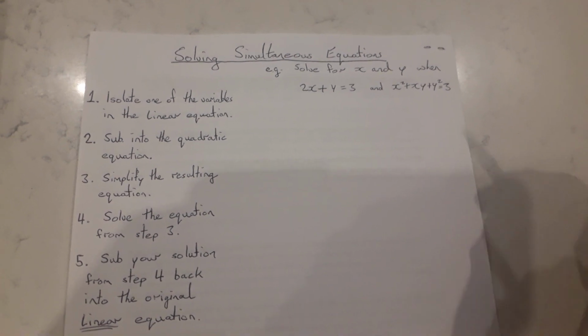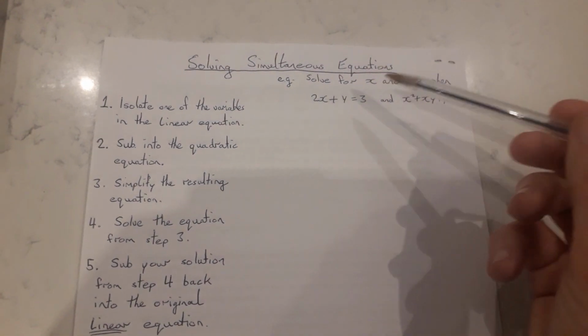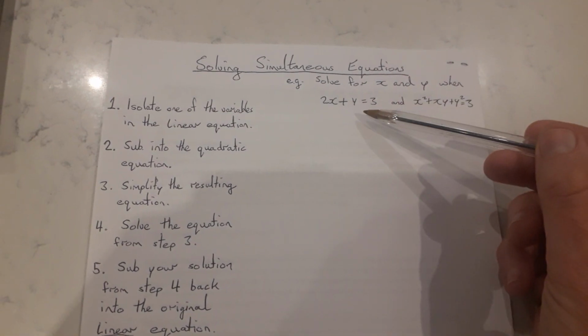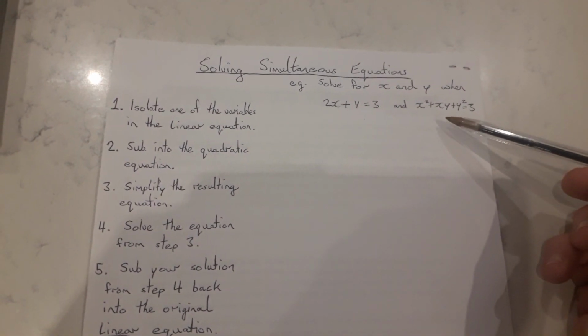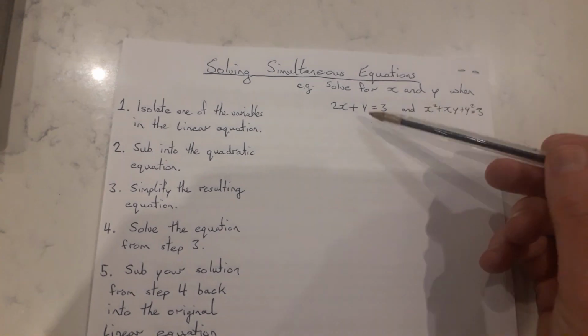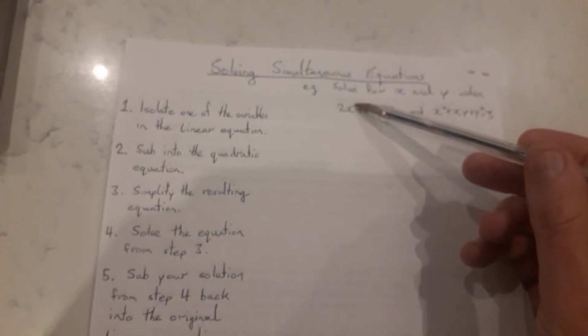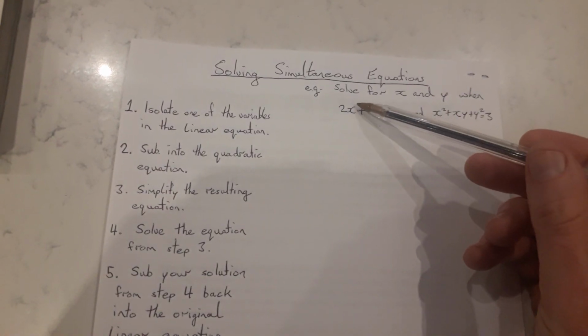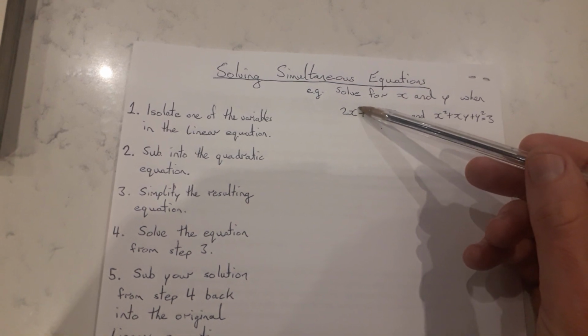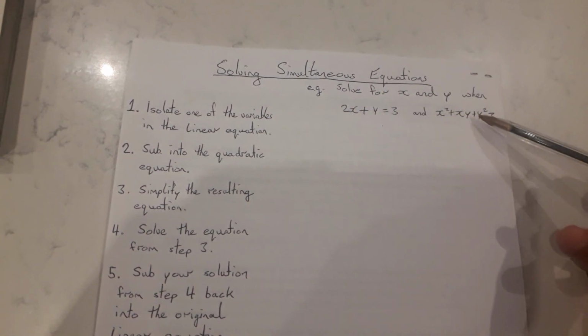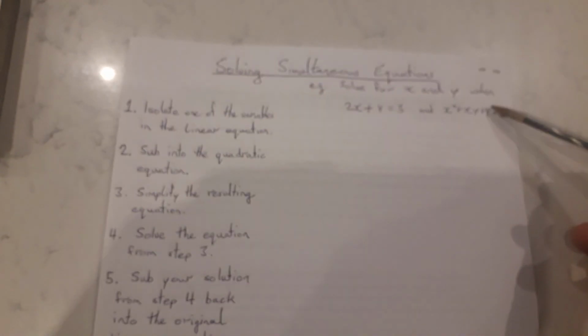Okay, hi all. In this video we're going to solve between two equations where one of them is a linear equation and one of them is a quadratic equation. Now, a linear equation is where your variables, your x or your y or your a or your b, have a highest power of 1. And your quadratic is where the highest power is to the power of 2.